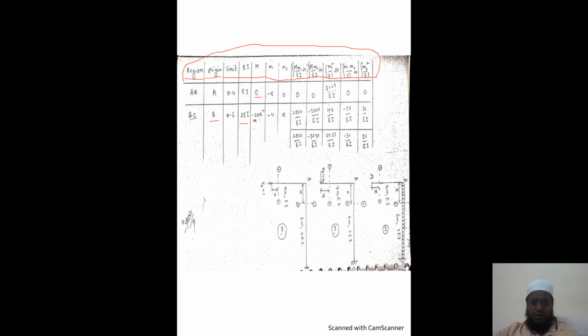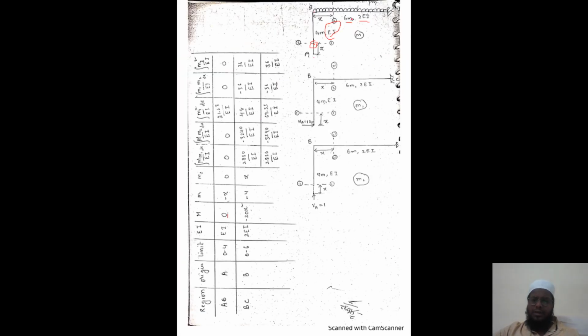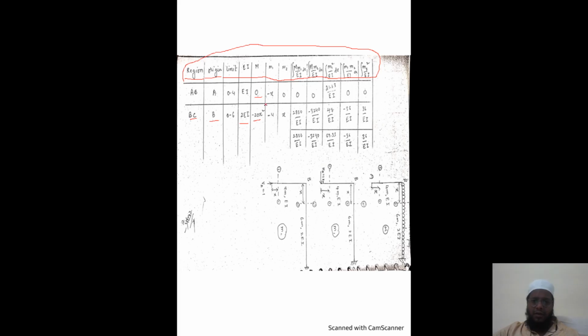Now we'll take the region BC. I'll calculate the moment which is acting over here. So what is the intensity of the UDL? Intensity of the UDL into x into x by 2. And again, the section is here and my load is on the left side. If it is going in the anti-clockwise direction, what will we do? We'll take minus.